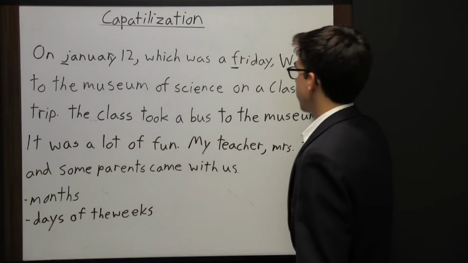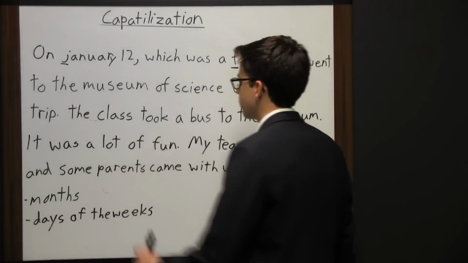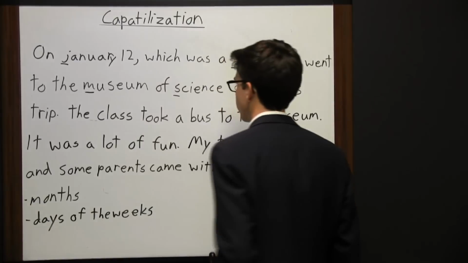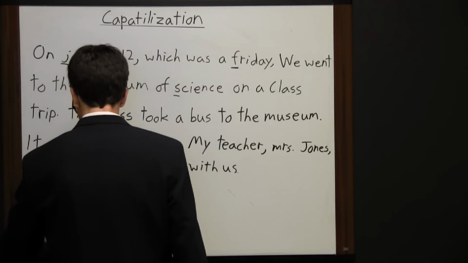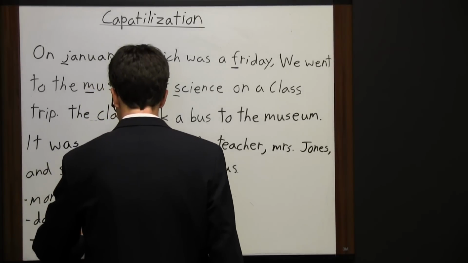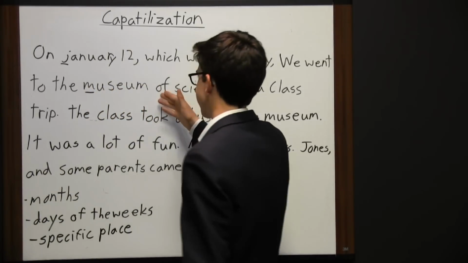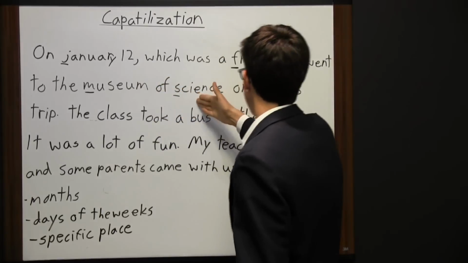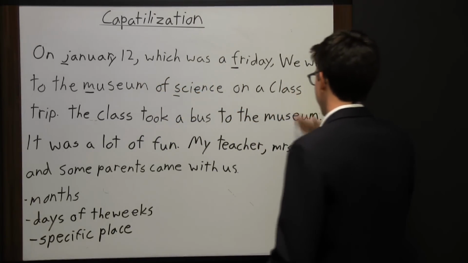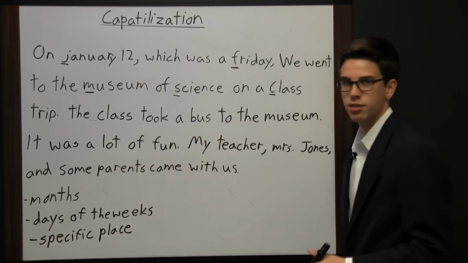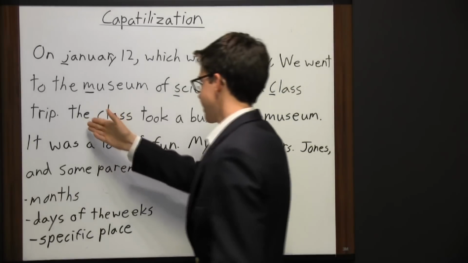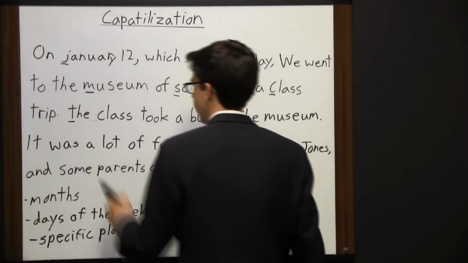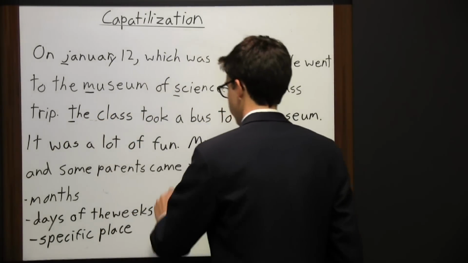And then it says we went to the Museum of Science on a class trip. So museum and science both need to be capitalized because this is a specific place. You don't capitalize of because it's not an important word. So you need to capitalize museum and science. And then notice right here, class does not need to be capitalized because there's no reason why it needs to be capitalized. Now we go to this sentence, and the is not capitalized, even though it's the first letter of the first word of a sentence.